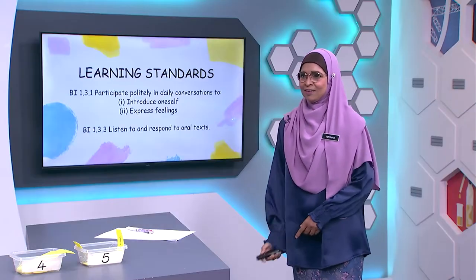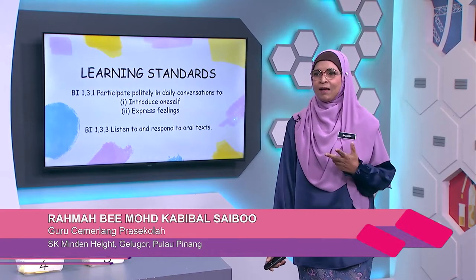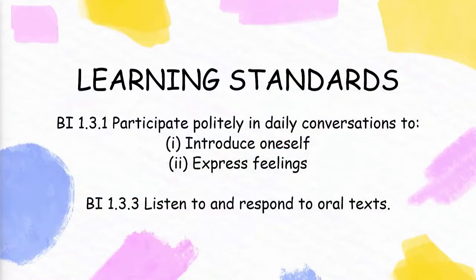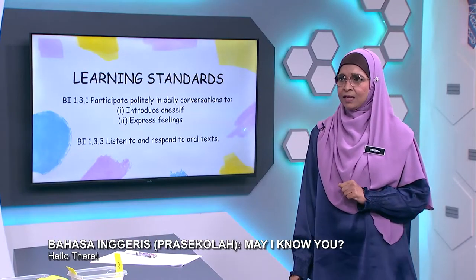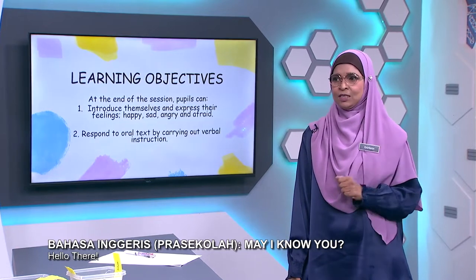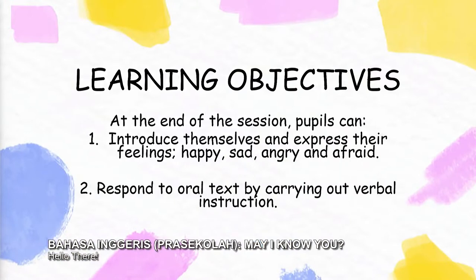Okay, for today's lesson, we are going to learn two things. The learning standards will be BI 1.3.1, which is to participate politely in daily conversations to introduce oneself, and secondly to express feelings. And the second one is BI 1.3.3, listen to and respond to oral texts. And the learning objectives will be, at the end of the session, pupils can introduce themselves and express their feelings, happy, sad, angry and afraid, and respond to oral text by carrying out verbal instruction.